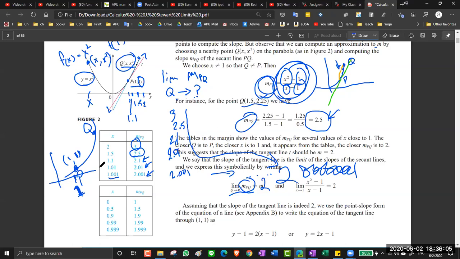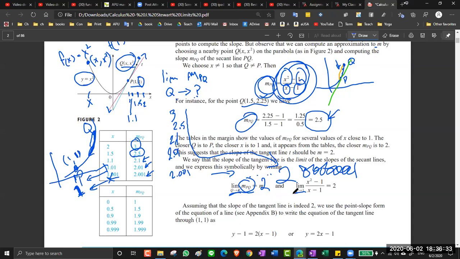The x coordinate is 1, and Q has some other x coordinate. Now as Q gets closer to P, moving along here, x is getting closer to what? 1. So instead of saying Q gets close to P, we can also just say x gets close to 1. So that's what they did. They said x gets close to 1.